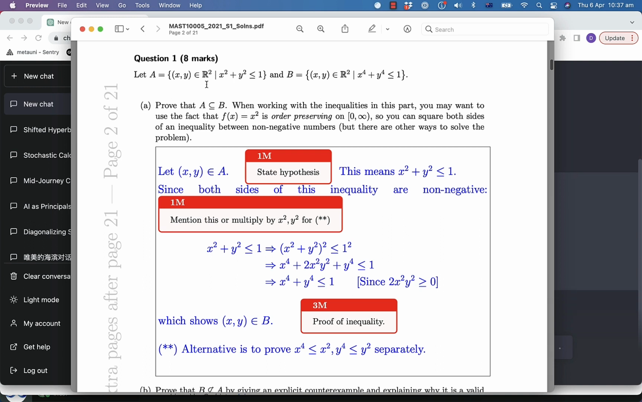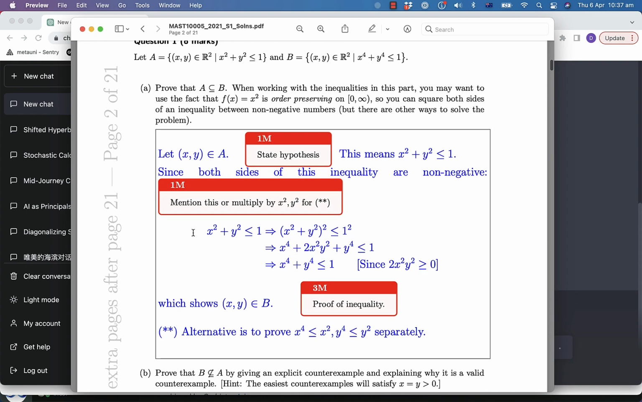A is the set of pairs in the interior of the circle. B is a set of pairs satisfying that. Prove that A is contained in B. So let (x, y) be in A, then we can square both sides and then expand, and this is non-negative. We get that, and this shows (x, y) is in B.